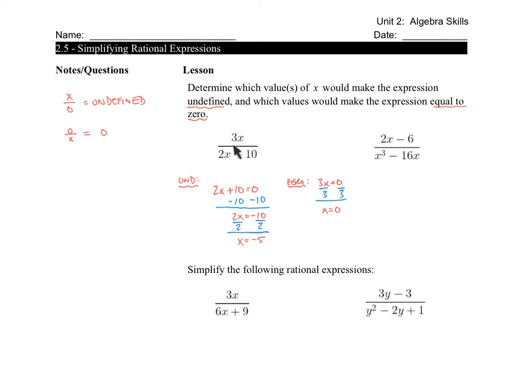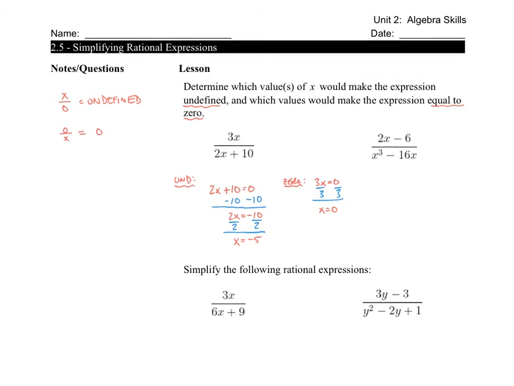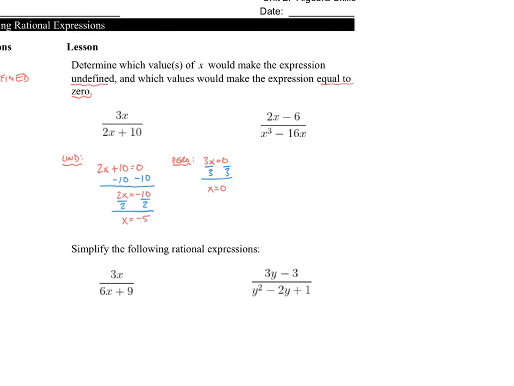If the x turns out to be 0, though, the denominator will be fine, because 2 times 0 is 0, and 0 plus 10 is 10. So it's not undefined, but the numerator is going to be 3 times 0, which is 0. So that would create a situation where the whole expression is 0. Let's do the same thing over here with this second expression. I want to investigate when it's undefined, and I also want to investigate when it's 0. So I'll set this up.